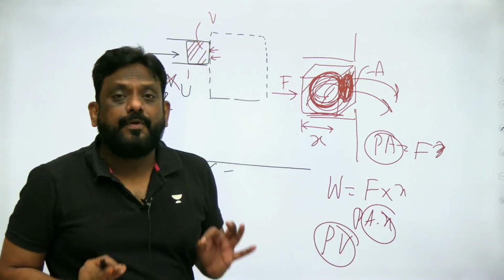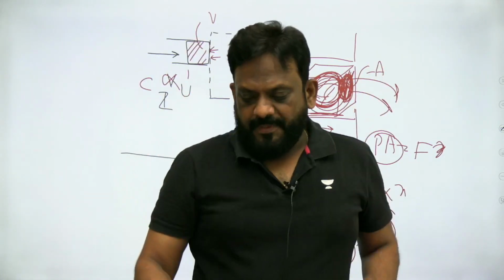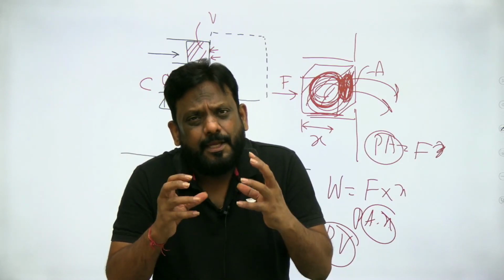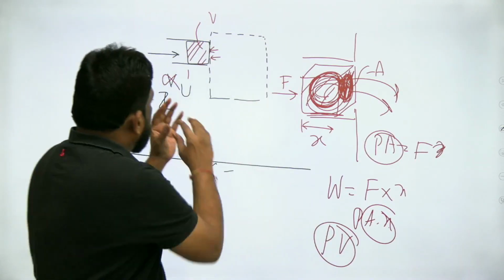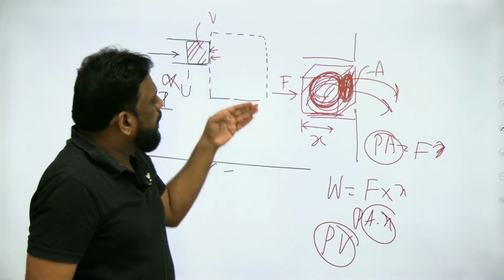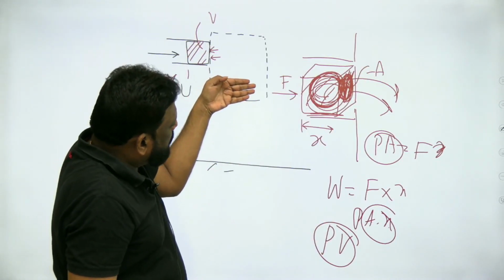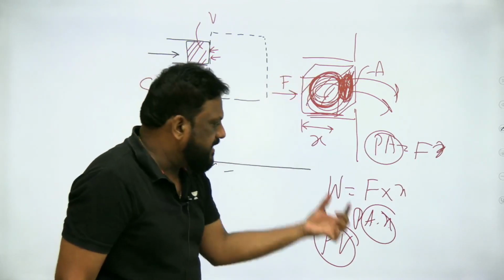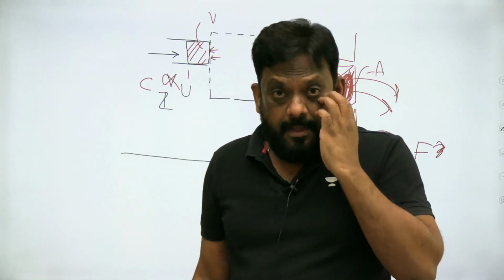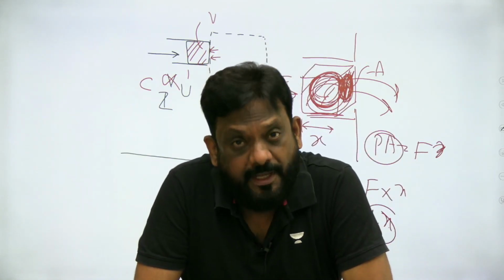And this work, we call it flow work. What is flow work? The work done in causing the fluid element either to enter or to leave. I can show you that in order to cause the fluid element to leave, the work is again PV. So this we call flow work, and some people call it flow energy.